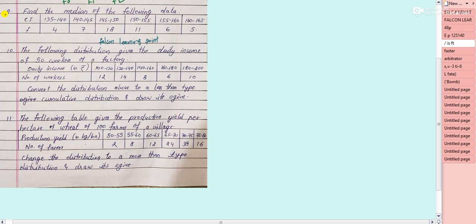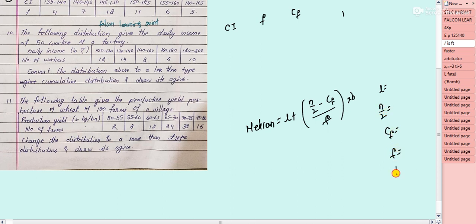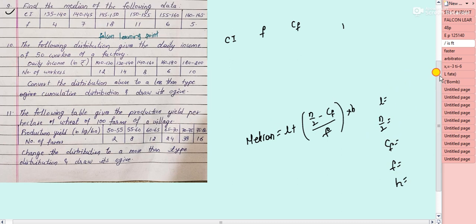Yeah, so the question says find the median of the following data. So for median you should have the CF value. Remember this, because what is the formula? Let me write the formula here. Median formula is L plus (n by 2 minus CF) by F, into H. What is L? What is n by 2? What is CF? What is F? And what is H? You are going to get these from the table.